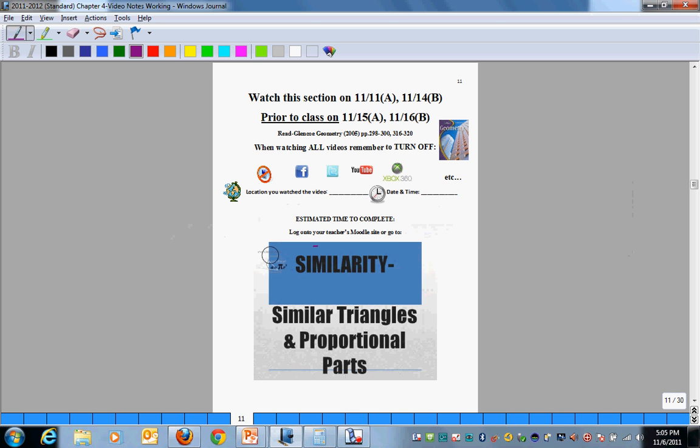We're going to be talking about similarity, and specifically regarding triangles. Remember to turn off distractions and also record both your location and the time that you are watching this video and taking notes.